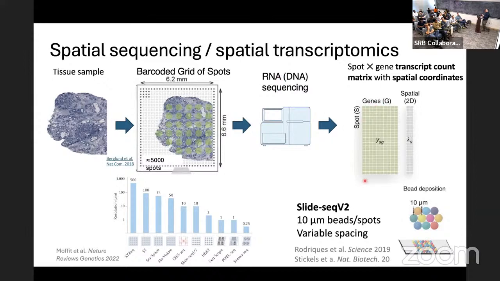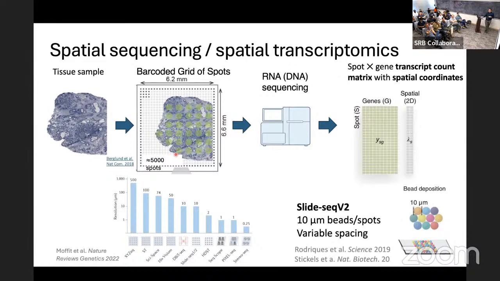So the resulting data looks like this: for each spot, and you can do this for thousands of spots in most locations, for every gene in the genome, for the technologies I'm going to talk about, you get a count of the number of RNA molecules that you measured. This is what you would get from a single cell RNA sequencing experiment. But the new piece of information is that for every spot, you know its 2D location in the tissue. This is the new piece of information that you don't get when you do dissociated cells.